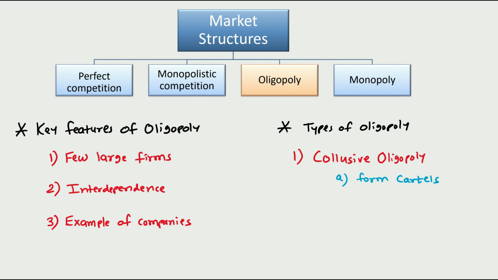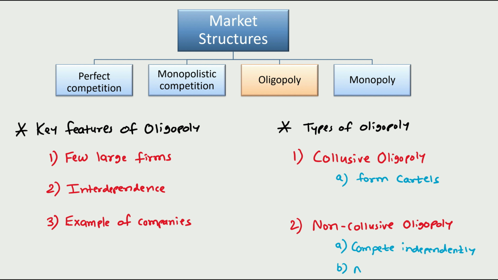The second type of oligopoly is non-collusive oligopoly. Here, firms compete independently. And they're rivals as well. As we talked about earlier, like Coke versus Pepsi, they're pretty close rivals. Non-collusive oligopoly is often analyzed using game theory, such as Nash equilibrium.